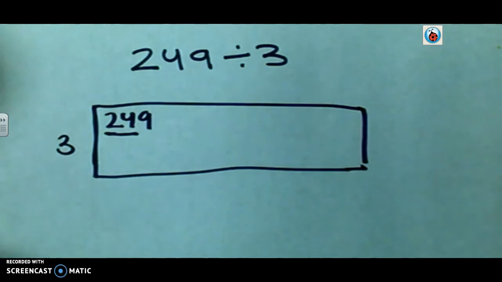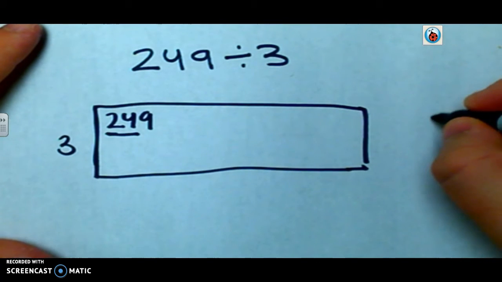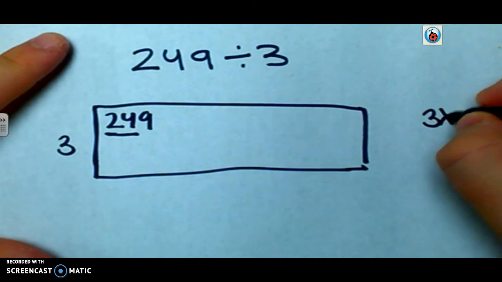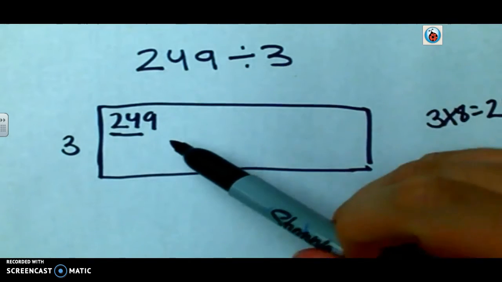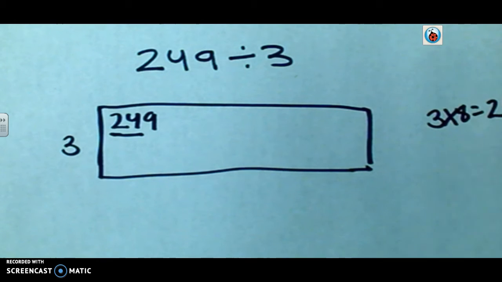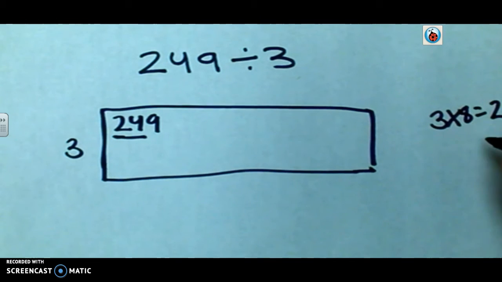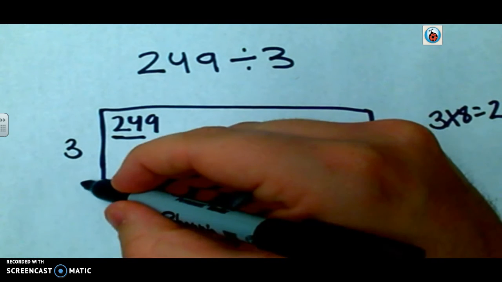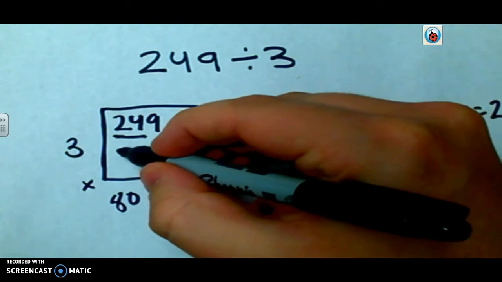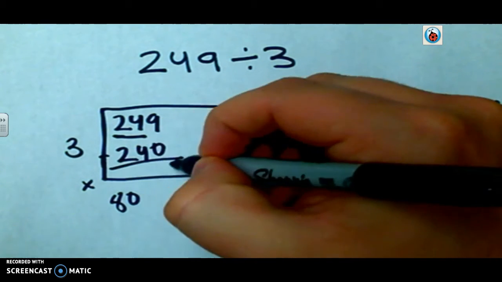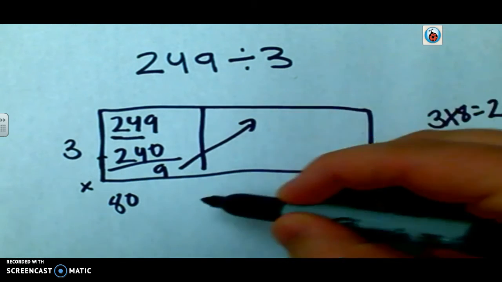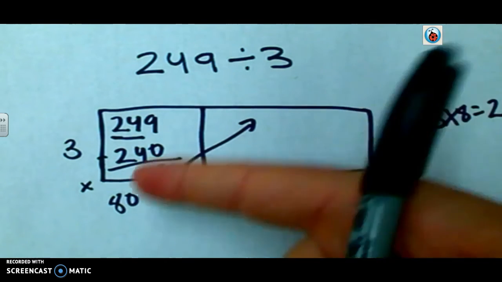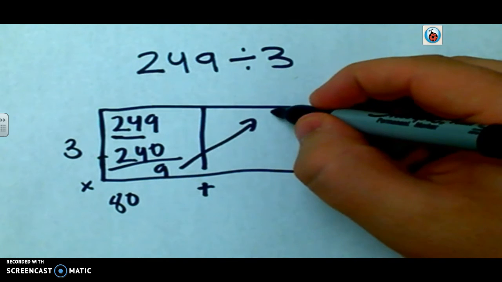Well, using the fact families I know that 3 times 8 is 24. Now, because it's a 10, what do I have to do to the 8? I have to multiply it by 10 as well, so that 8 now becomes 80. So when I do 3 times 80, I need to subtract the 240 to have 9 left over. I take my 9 up, draw my blocks, and that's what I'm going to add, because the first box is 80. Now I have 9.